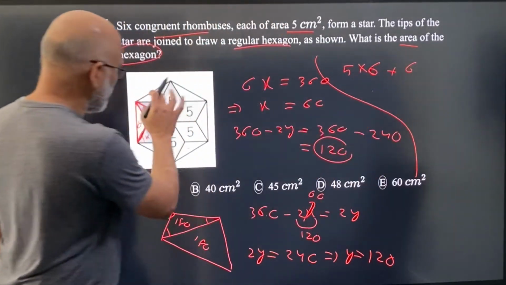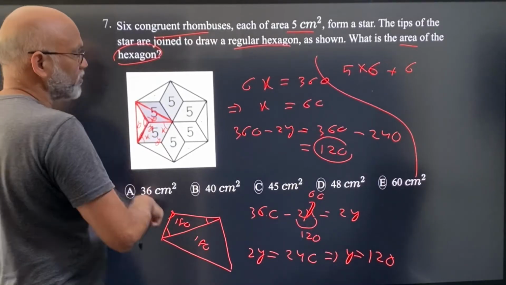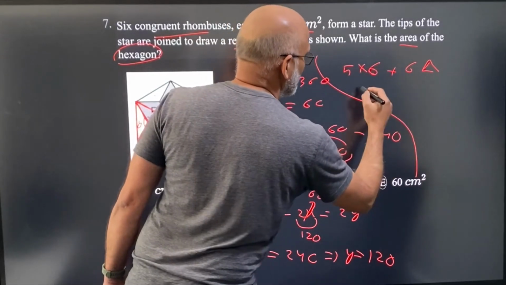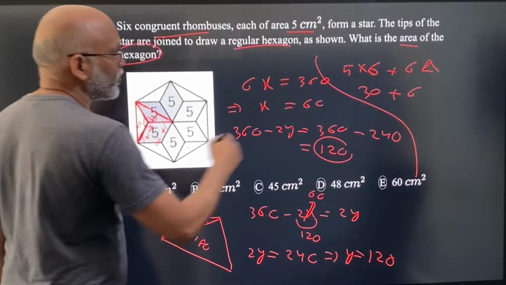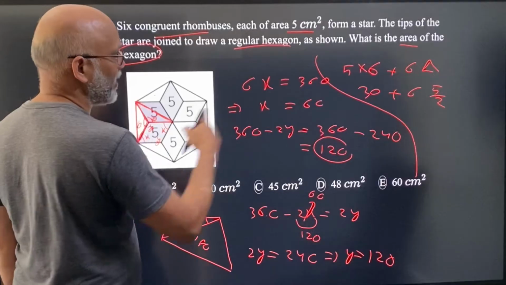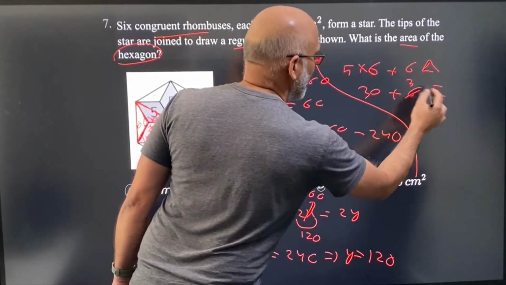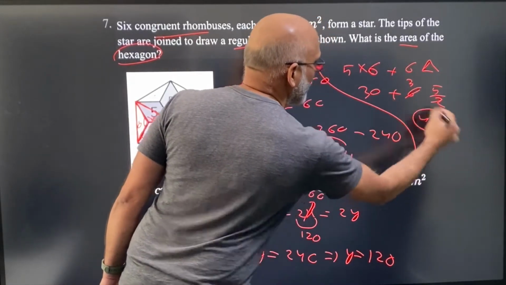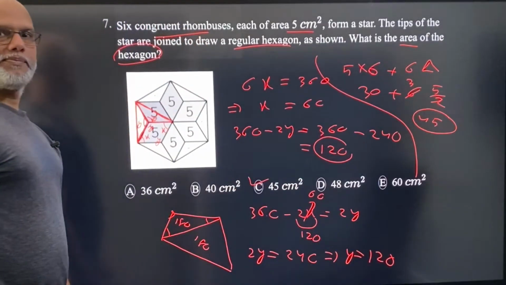6 of the white triangles, but each triangle is half of the rhombus, right? So this is again 30 plus 6 of those white triangles. The triangle is half of rhombus, so 5 by 2 because the area of the rhombus is 5. So this is 3. Now 5 times 3 is 15, so 30 plus 15 is 45, right? Then C is the correct choice.